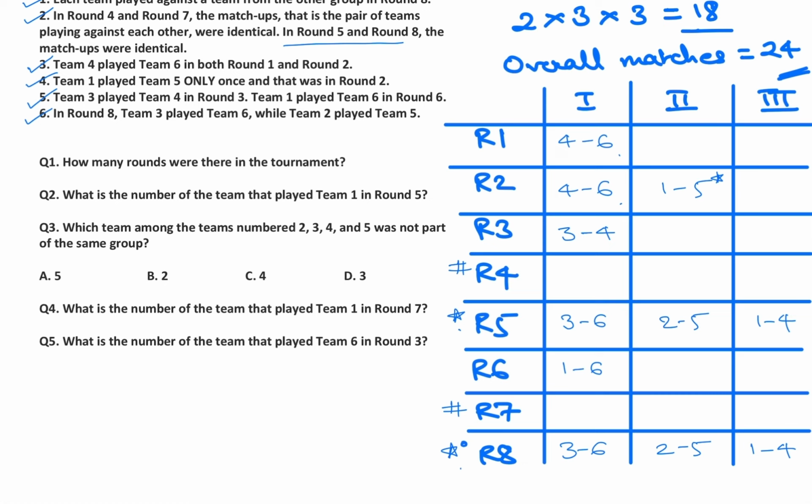Let's look at the last question. What is the number of the team that played team 6 in round 3? Round 3, team 6, so the opponent is team 5. Okay, so this is the answer to my question number 5 and we are done with this set.